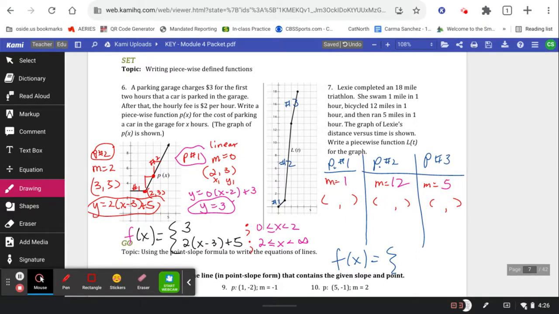I'm going to pick any point. I could pick 0, 0. I could pick 1, 1. Any point, I'm going to pick 2, 13. Any point on the last one, I'm going to pick 3, 18. I can't even see those little numbers. Can you? Did I get those right?